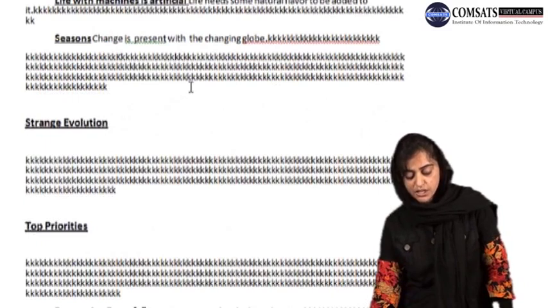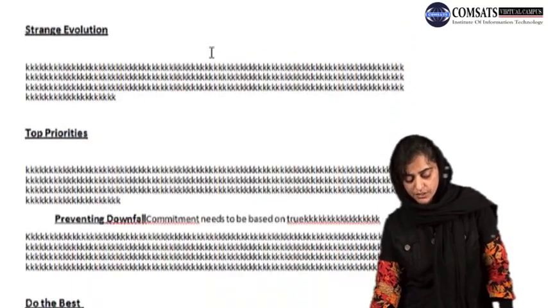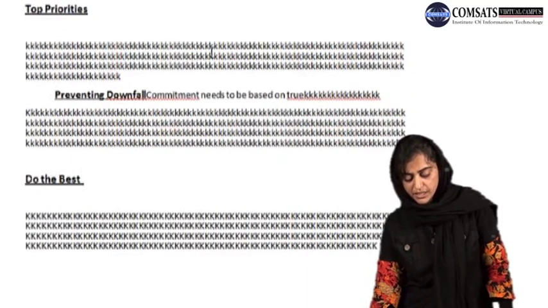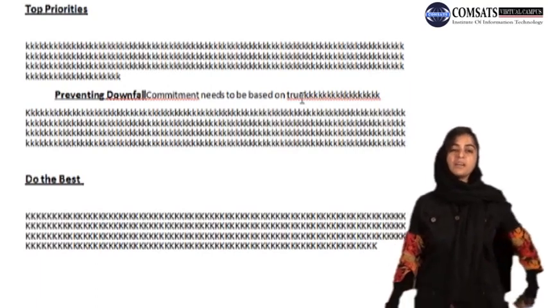Then life with machines is artificial, 4th degree. Then seasons and change is present with the changing globe. This is again the 4th degree. And we are having a 5th degree, preventing downfall. Commitment needs to be... We are not going to check the 4th and the 5th degree for the parallel format.